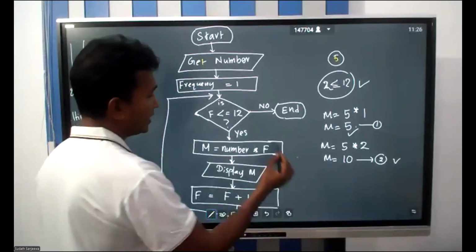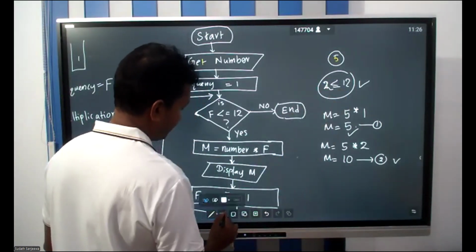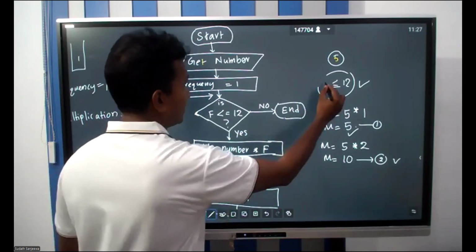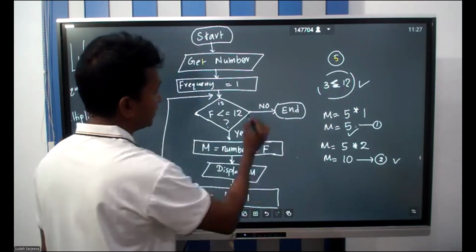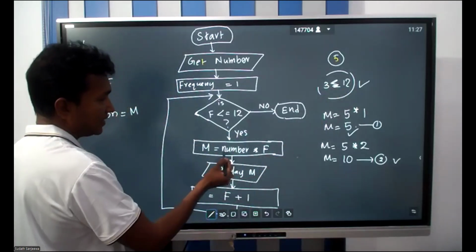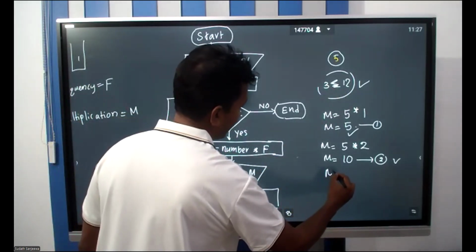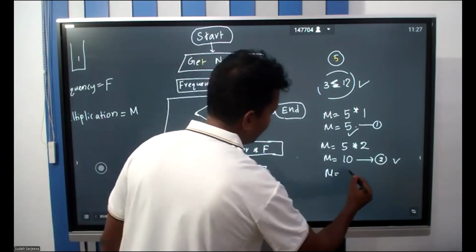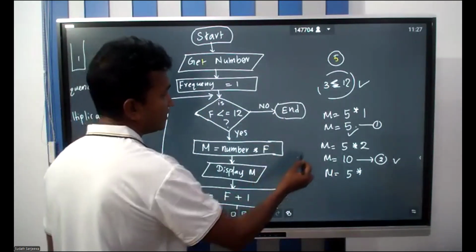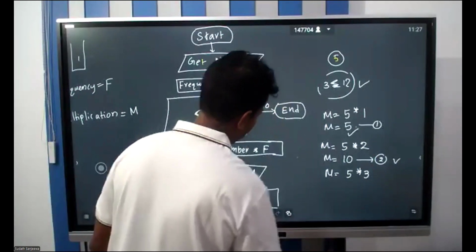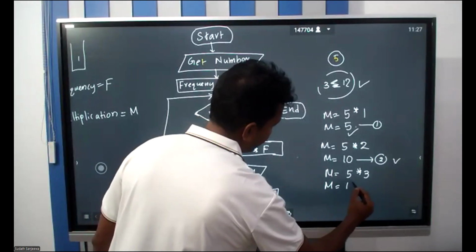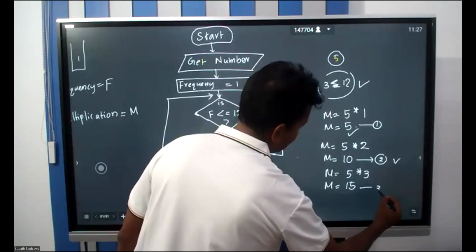That means frequency becomes 3 now. Now we check the condition. Is it less than or equal to 12? Yes. Come to this place. Then calculate the multiplication. My number is 5, that is the input number, multiplied by frequency, which is now 3. Then display the value of multiplication. This is 15. This is my third step.